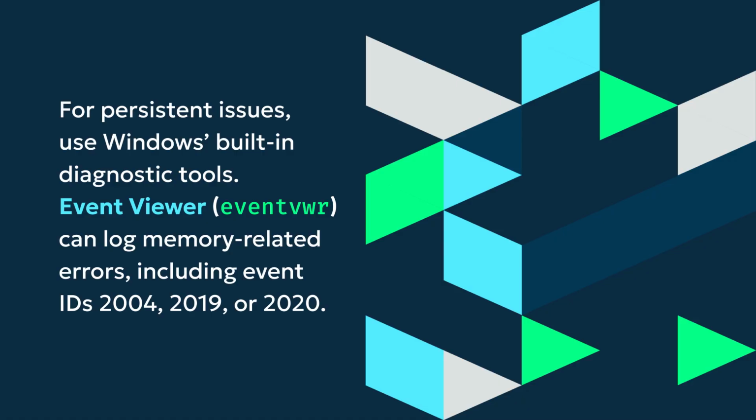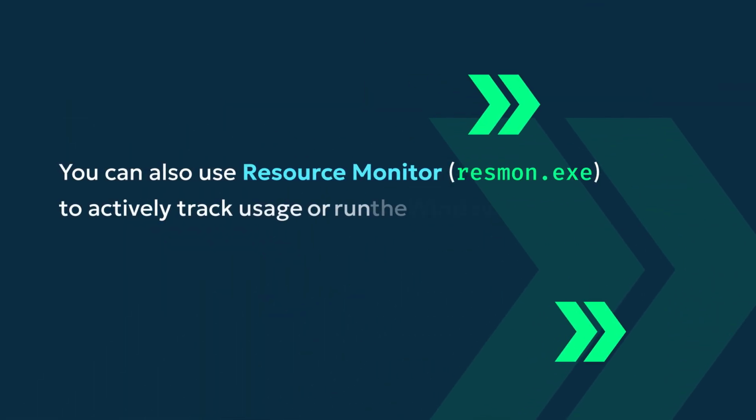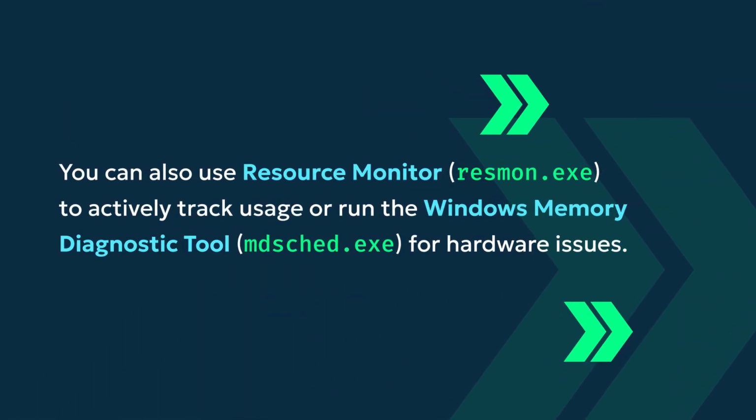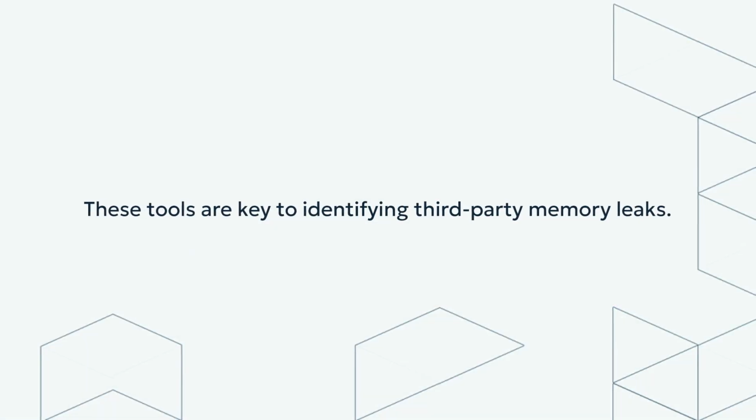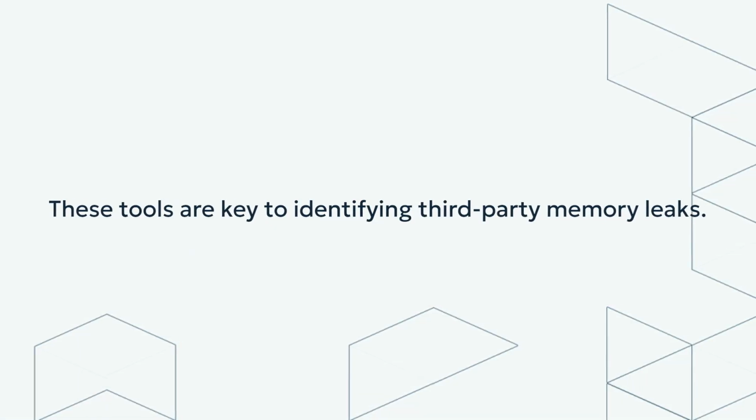Event Viewer, eventvwr, can log memory-related errors, including event IDs 2004, 2019, or 2020. You can also use Resource Monitor, resmon.exe, to actively track usage or run the Windows Memory Diagnostic tool, mdsched.exe, for hardware issues. These tools are key to identifying third-party memory leaks.